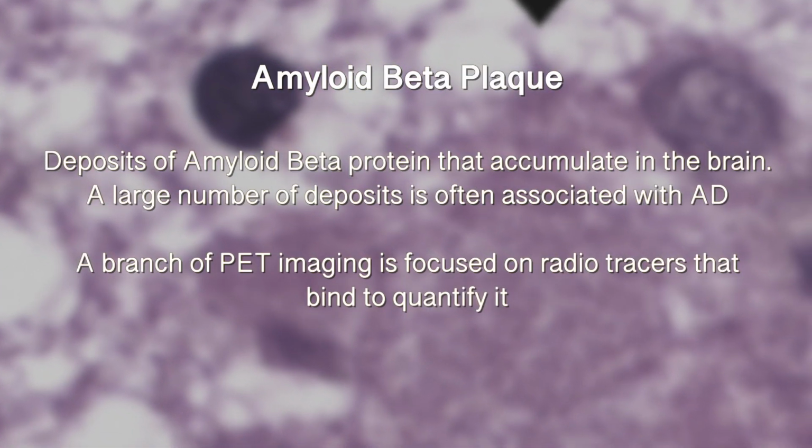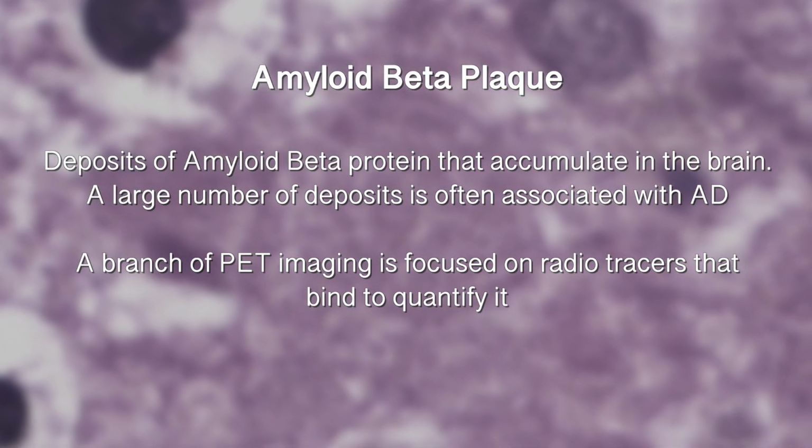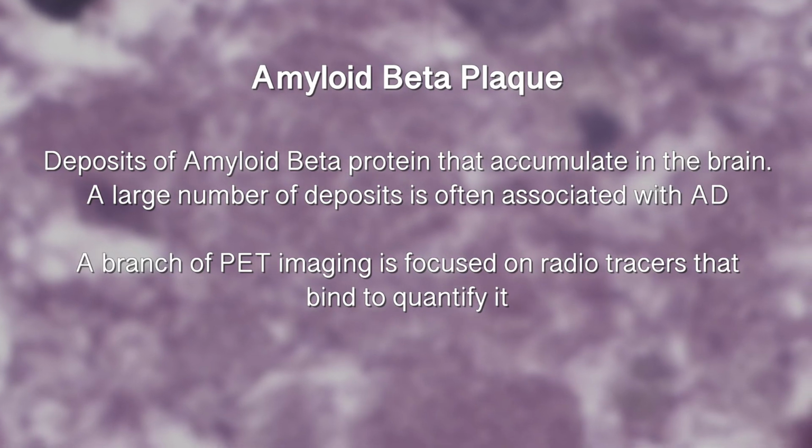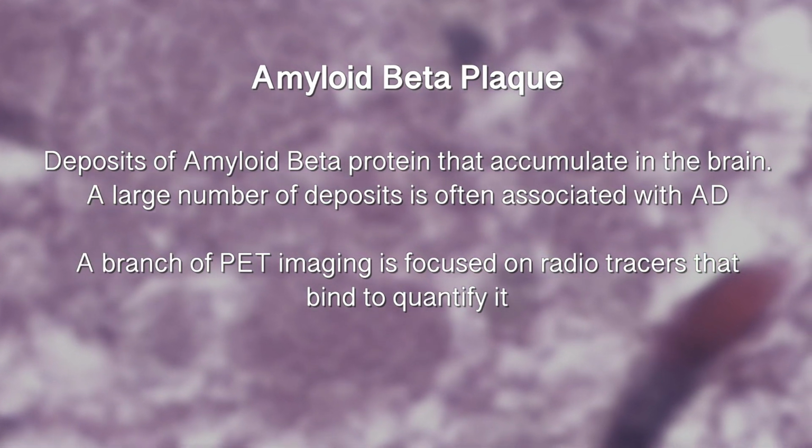One of the most prominent of these biomarkers being studied is the buildup of amyloid plaque deposits in the brain. The presence of these plaques has long been linked to the onset and worsening of Alzheimer's disease, and researching them can provide important insights into the progression of the disease.